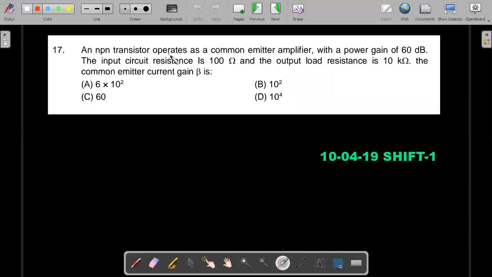An NPN transistor operates as a common emitter amplifier with a power gain of 60 dB. This is new. Okay, let's see. The input circuit resistance is 100 ohm and the output load resistance is 10 kilo ohm. The common emitter current gain beta is. Okay, so they've written a lot of stuff. So we want to give it a try. Just pause and then move on.